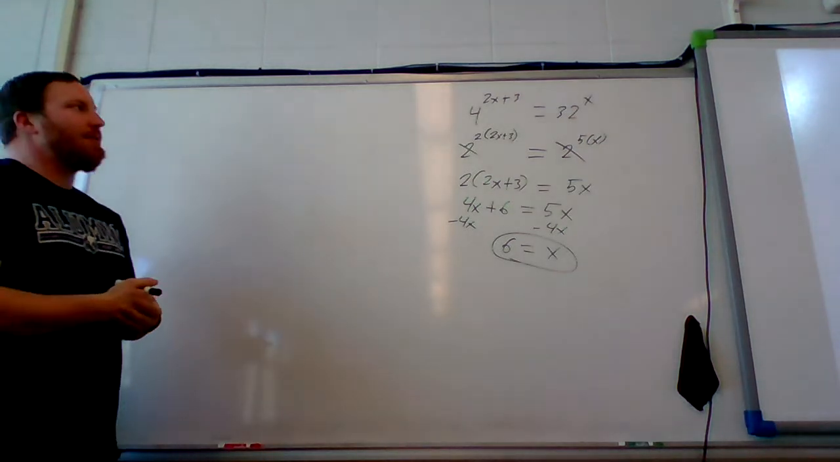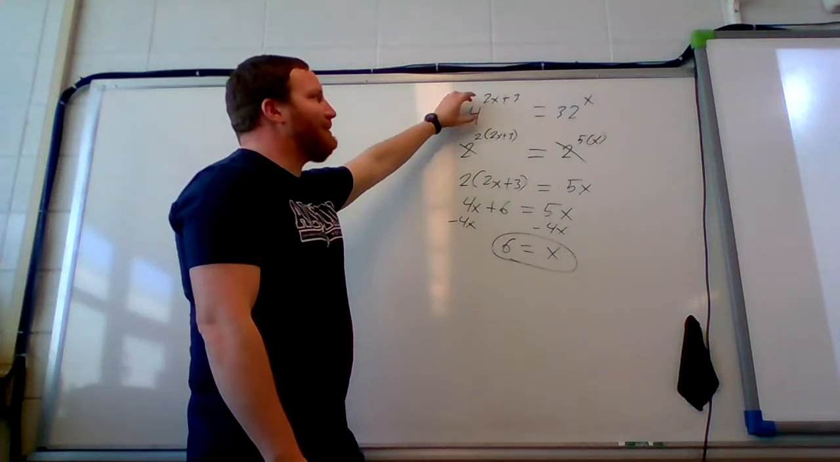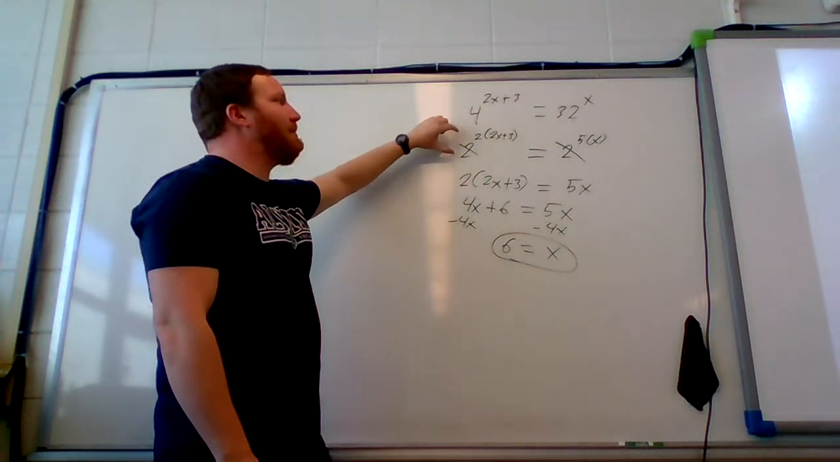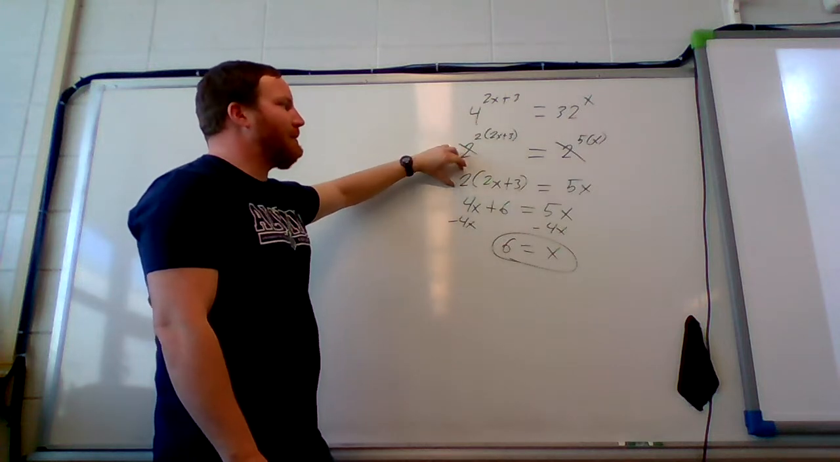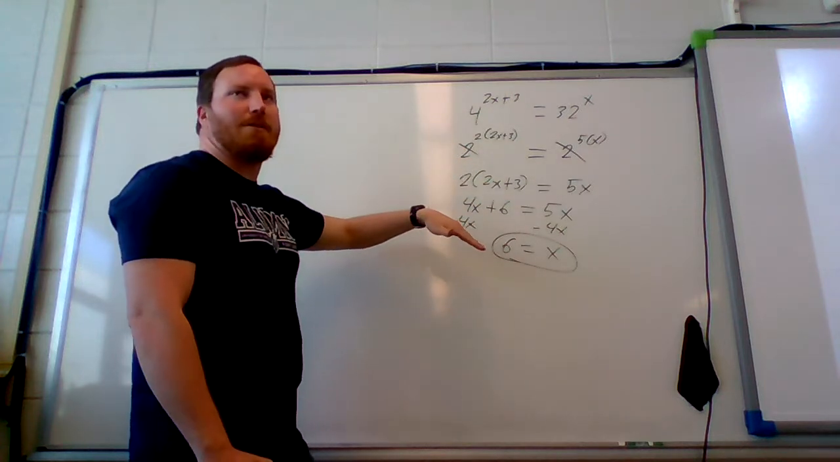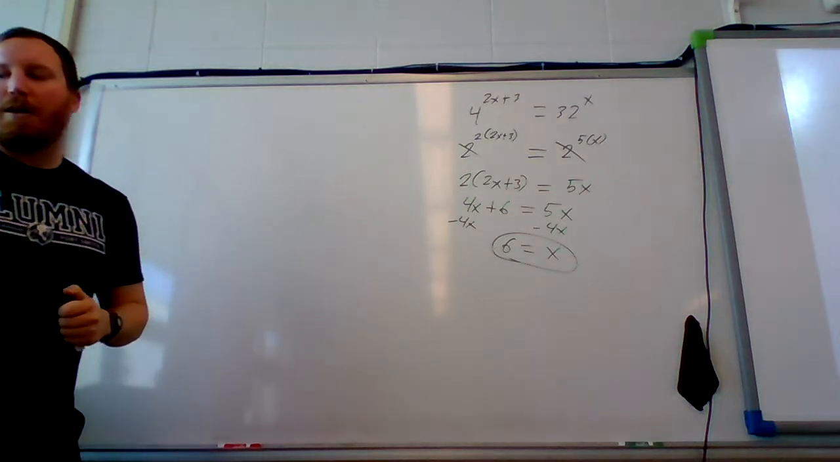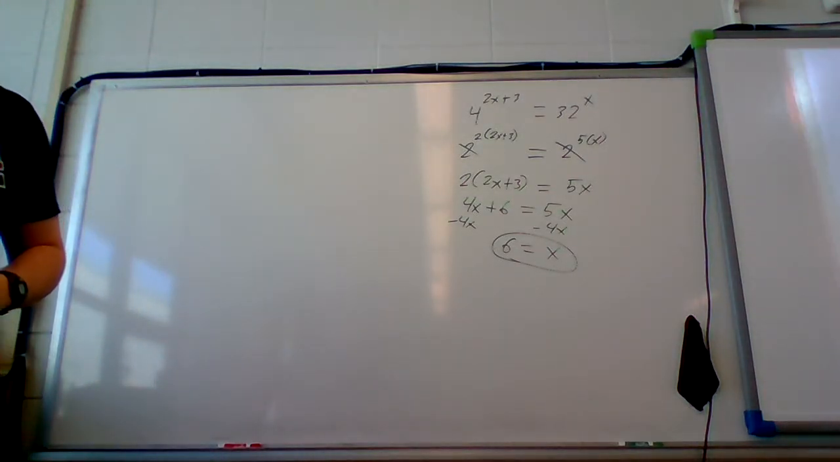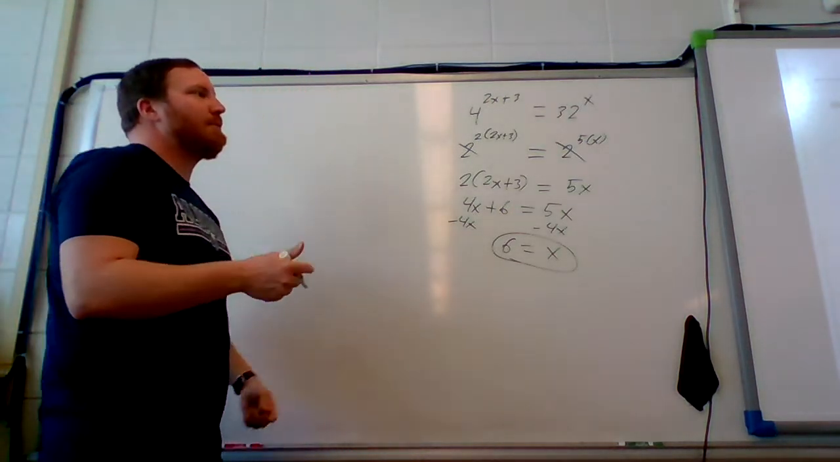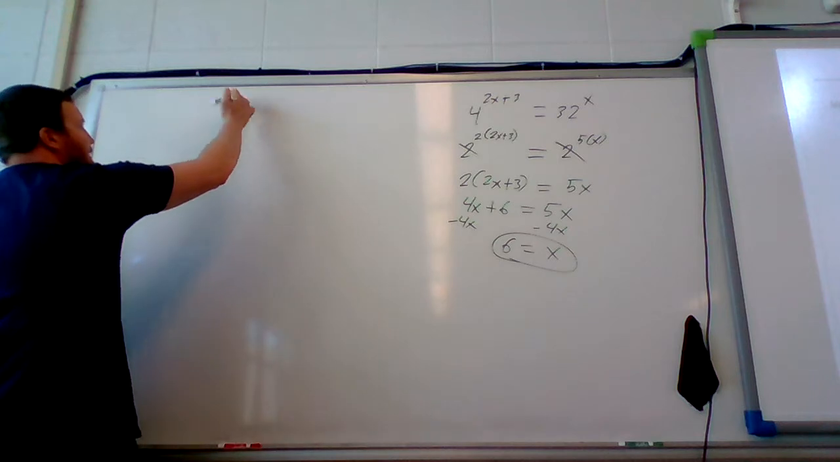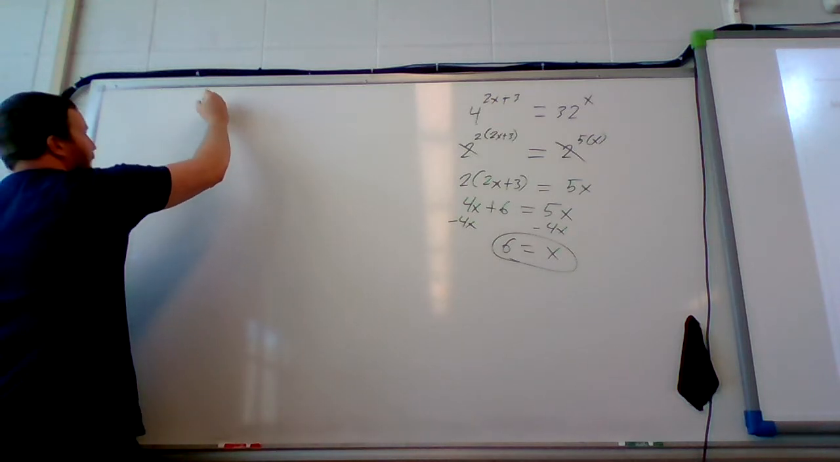Again, what you're doing is you're taking your bases, changing them to the same base, therefore you can eliminate them, and you're left with just the exponents, and you just solve your exponential equation. Okay. The second way of solving is when we use our logarithms. This is going to be used with a calculator because you can't do these by hand.